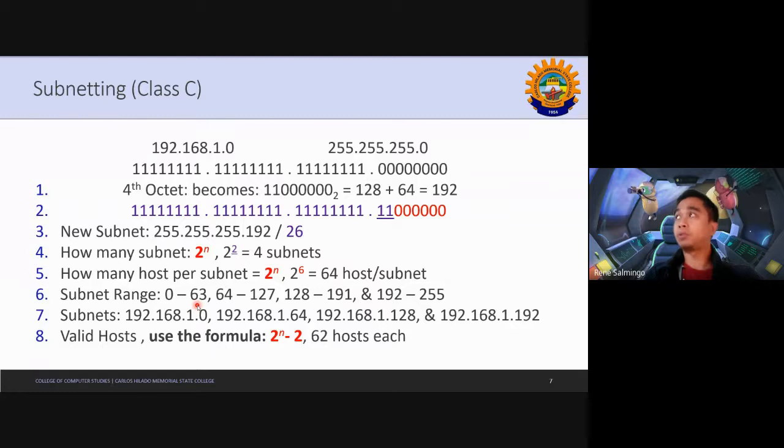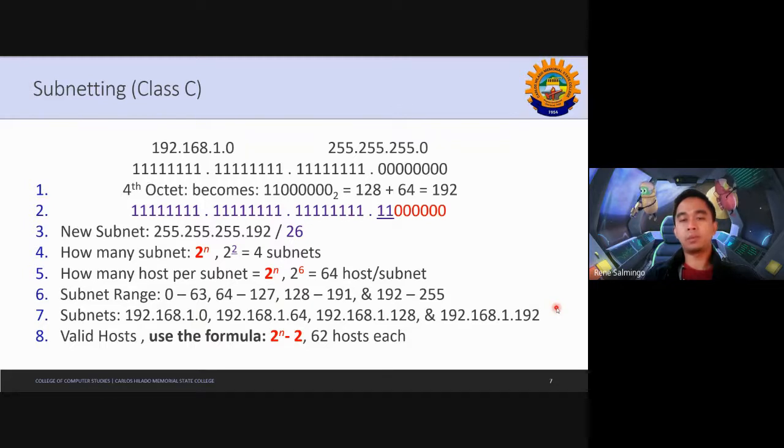In this example, we were able to see that we have 64 hosts starting our count from 0 to this point, and to this point, and at this point, and to this point. So these are your subnets, your 4 subnets. And in your subnets, we have what we call the network ID. These are the names of your subnets.